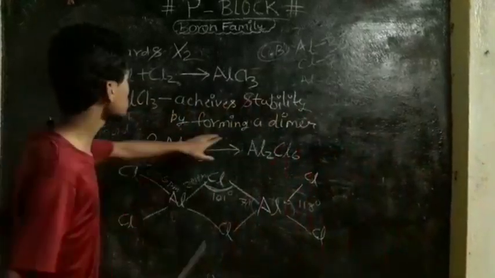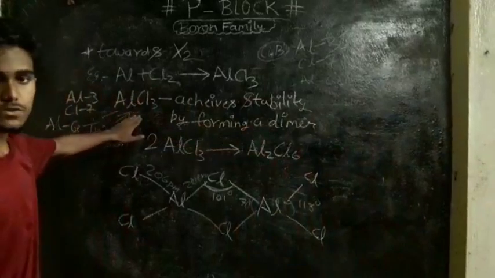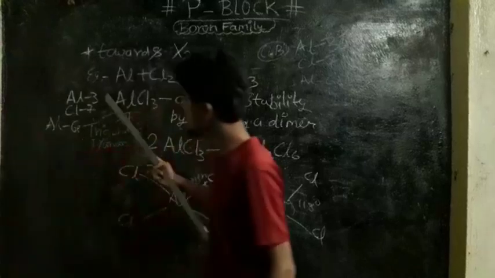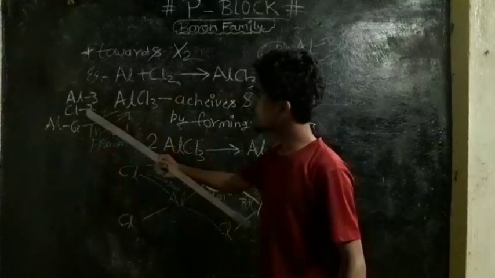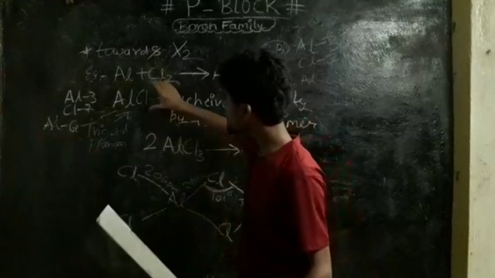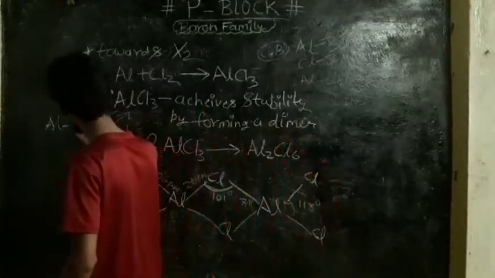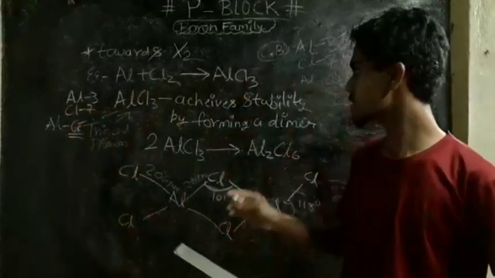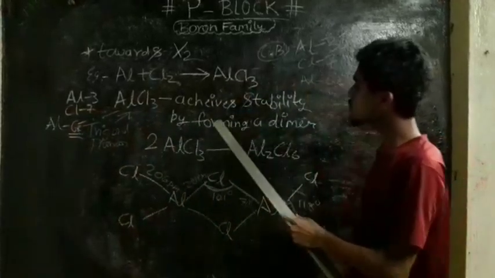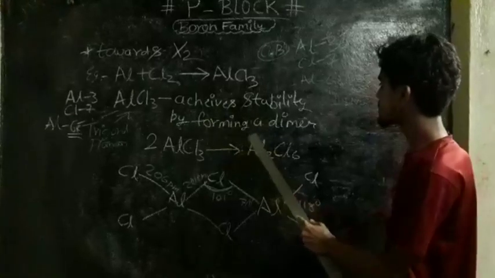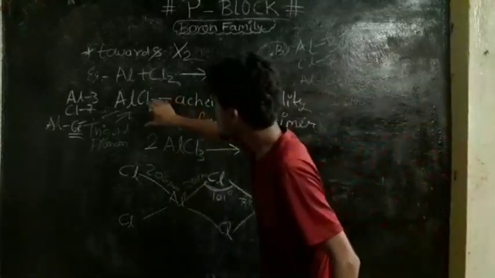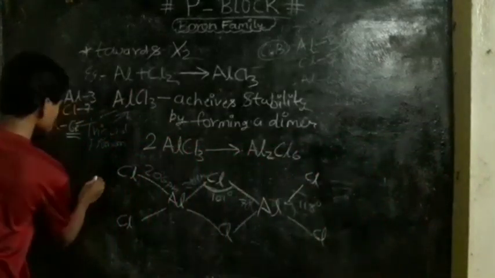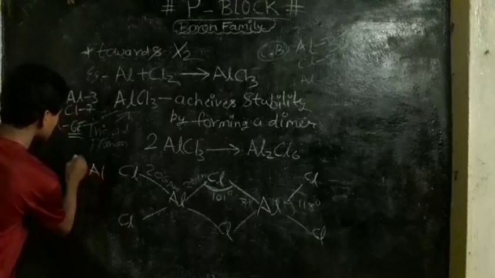Before we go into this dimer, we will see why it is not stable. As we know, aluminium has 3 valence electrons and chlorine has 7. In this compound, aluminium will have only 6 electrons, which is less than the noble gas configuration. So to achieve stability, it will form a dimer. First, this compound AlCl3 is trigonal planar, that is, it will have a structure like this.